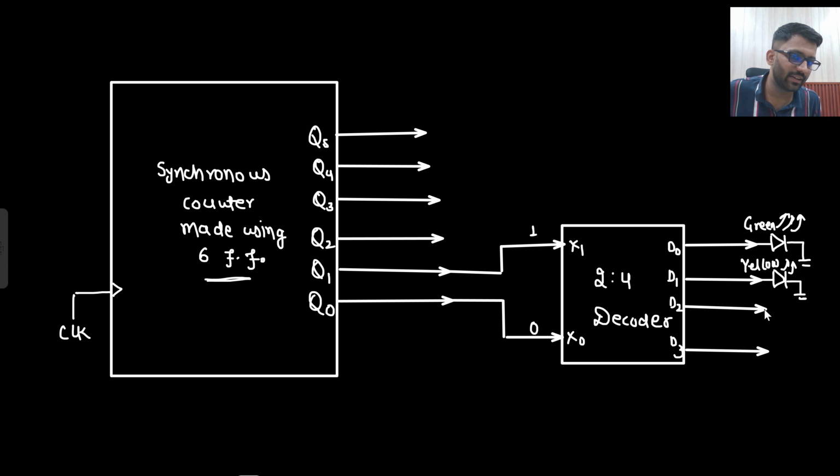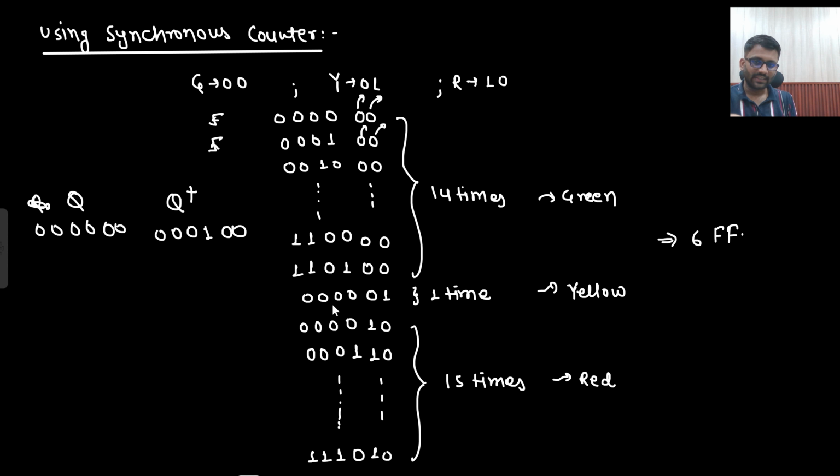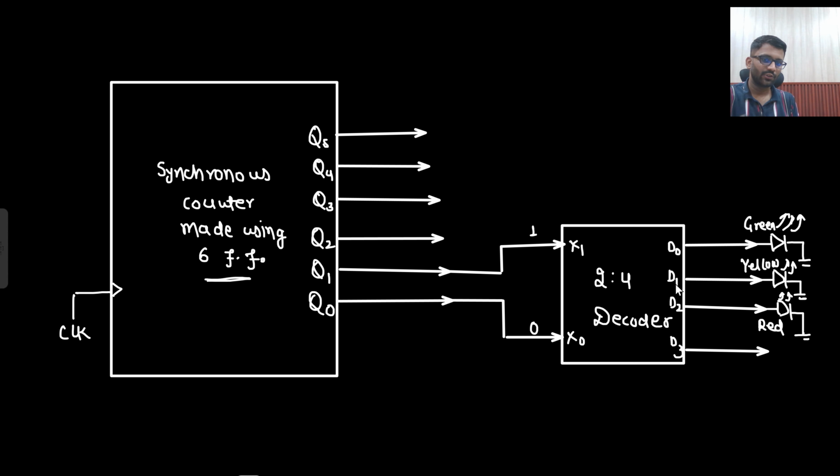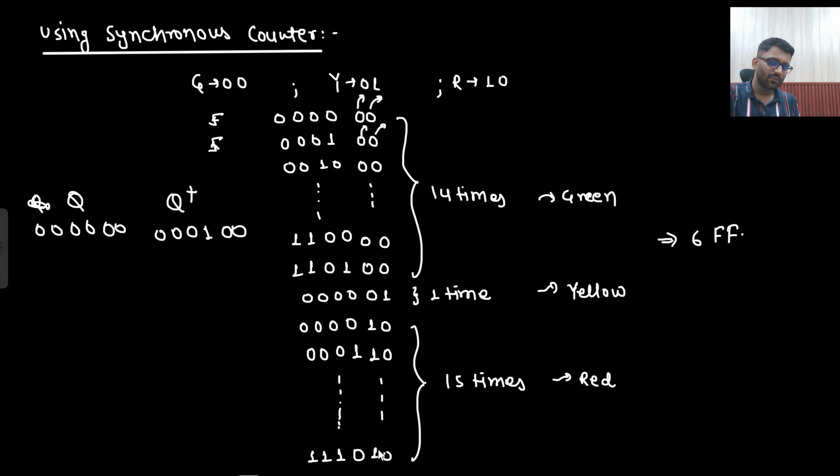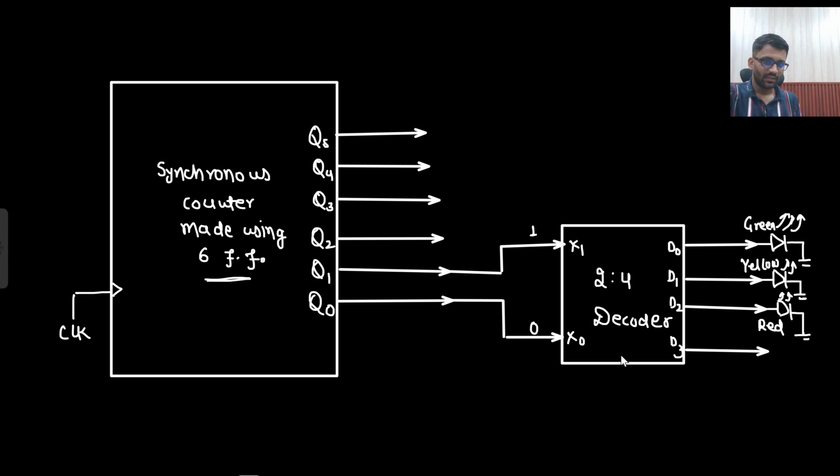That means this LED will be lit. I will keep this LED as red. Why is this my red LED? Because at 1 0, if this cycle is coming, 0 0 1 0, red should be lit. So now in the next cycles, what will happen? These bits will change, but these bits will be constant at 1 0 only. So always red will be lit.